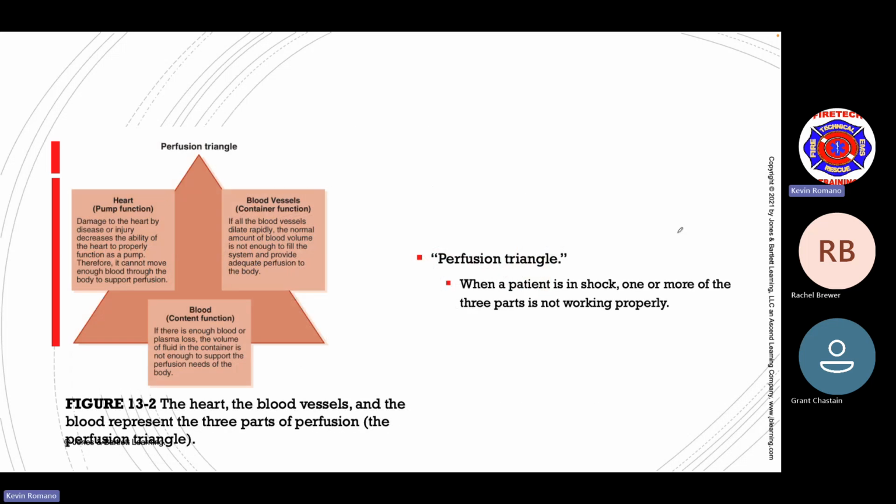Right? So this is what they call the perfusion triangle. We have the heart, which is the pump function. So damage to the heart by disease or injury decreases the ability of the heart to properly function as a pump. Therefore, it cannot move enough blood through the body to support perfusion, like cardiogenic shock, a myocardial infarction, MI, heart attack, STEMI, things like that. Those things can make the pump not function appropriately, right? If we have that, they need to have something other than fluids. They need something to pump, but they need something else to kind of assist, okay?